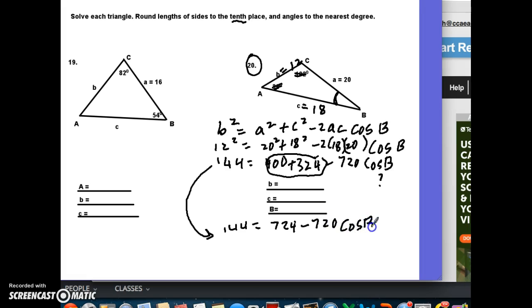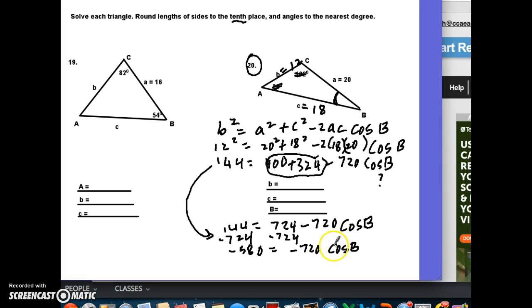And what do you think the next step would be? Well, I trust you saw it. We're going to subtract 724 from both sides. That would give us, I'm just going to use my calculator here, 724 with 144. I got negative 580 is equal to negative 720 cosine B.